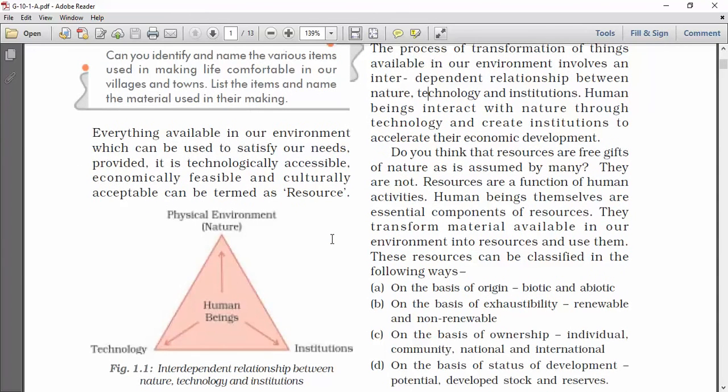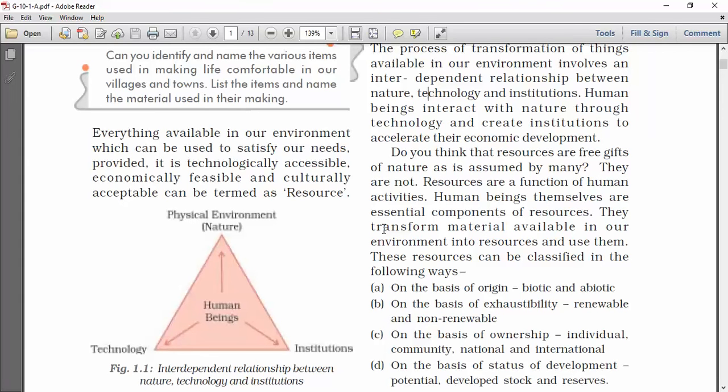Generally, we think that resources are free gifts of nature. What do you think? Actually, they are not. Resources are a function of human activities. Human beings themselves are essential components of resources. They transform material available in our environment into resources and use them.